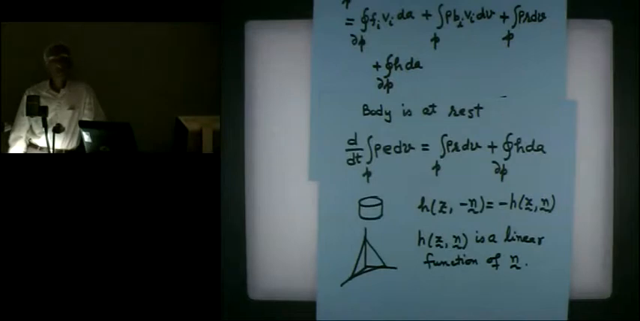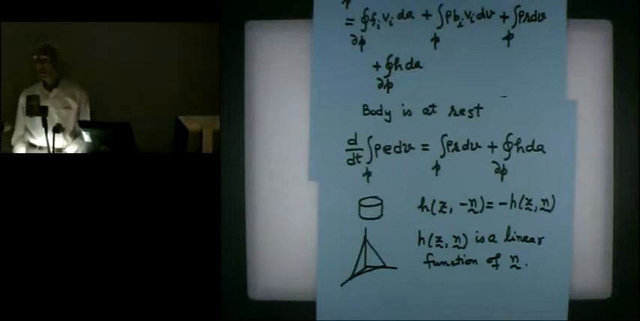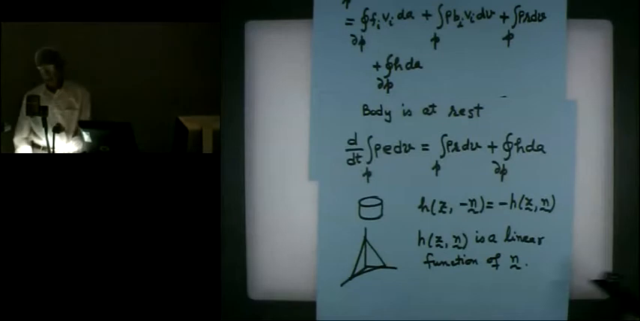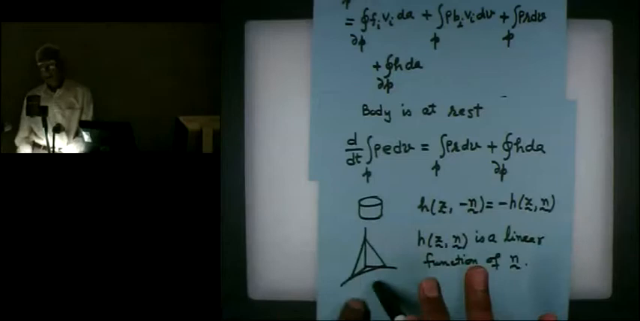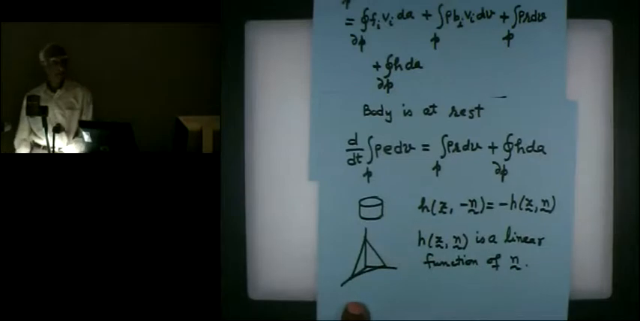I hope some of you remember it, yes? You want to ask something? No. So we use the balance of linear momentum for a pillbox and then for a tetrahedron. So it's exactly the same reasoning.